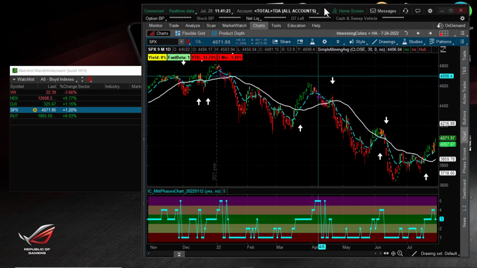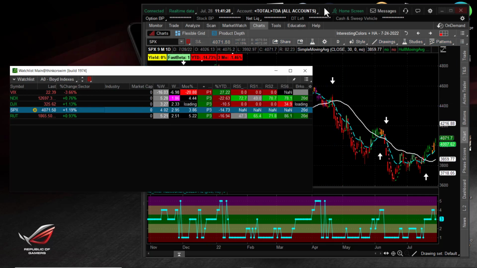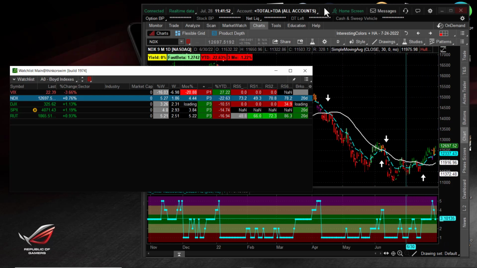The other thing that I wanted to show you is on the watch list, these colors here associated with the market phases also show up in here. And so this is the market phases column, and this P1 through P5, which we don't have, represents the various phases that the indexes are in. It turns out that all of the indexes are in P3 right now, so they're all going to be sitting here in this happy spot where everything is still looking good.